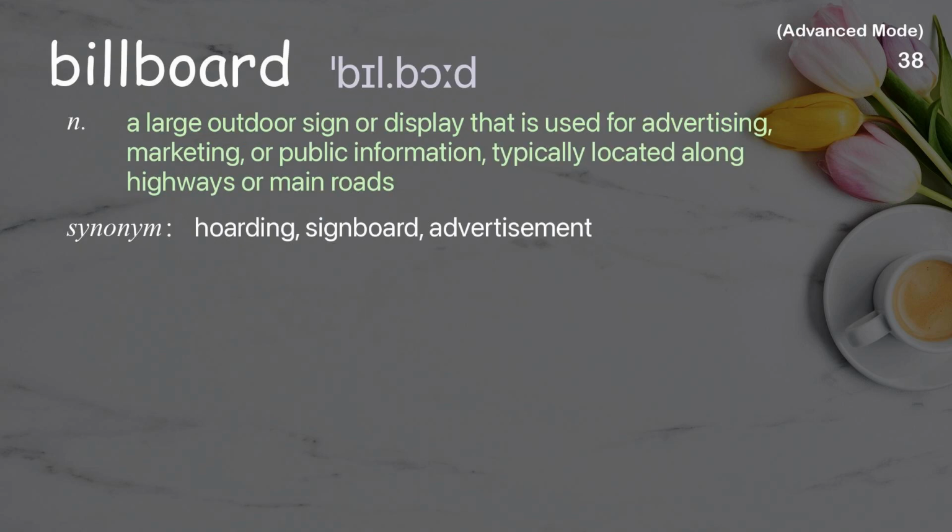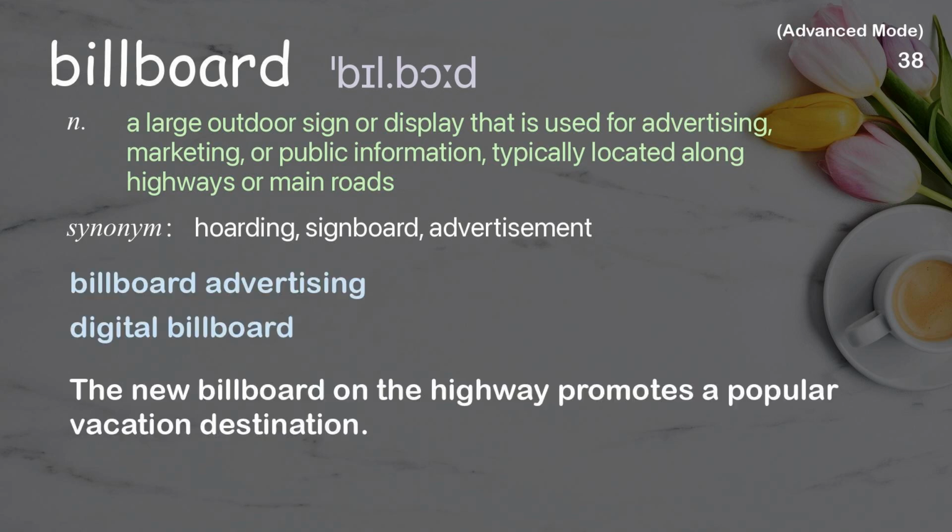Billboard. A large outdoor sign or display that is used for advertising, marketing, or public information, typically located along highways or main roads. Examples: Billboard advertising. Digital billboard. The new billboard on the highway promotes a popular vacation destination.